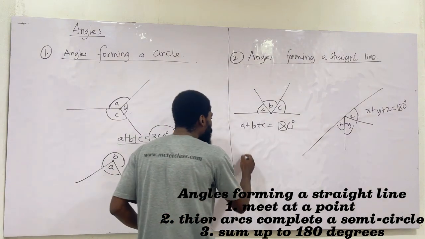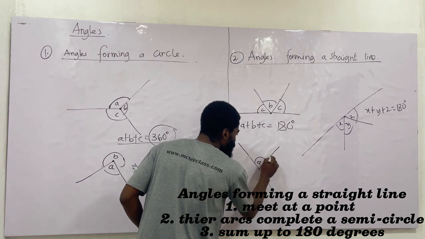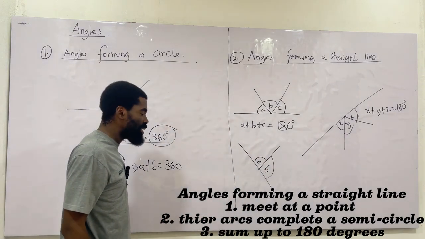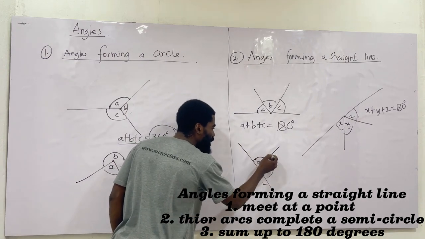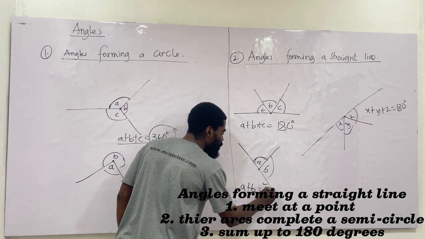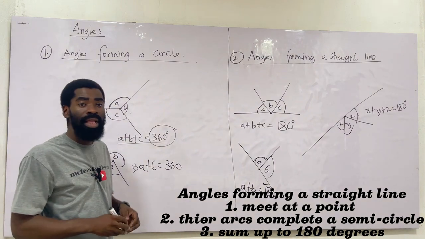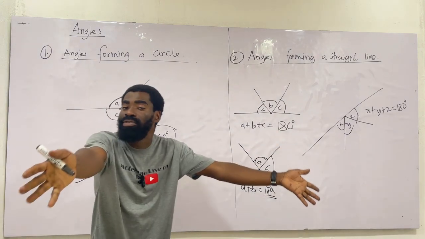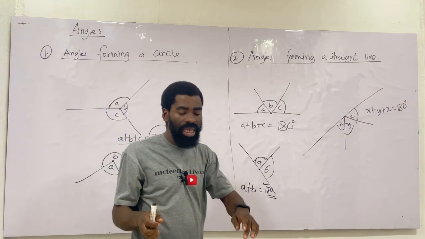Good. If there are only two angles on the line, say A and B, that is no problem. What is the criteria? That they should meet at a point. Checked. The arcs must give a semicircle. Also checked. Then A plus B equals 180. So anytime you see a straight line, look at the angles on it. Once the angles follow this, it makes sense, right?